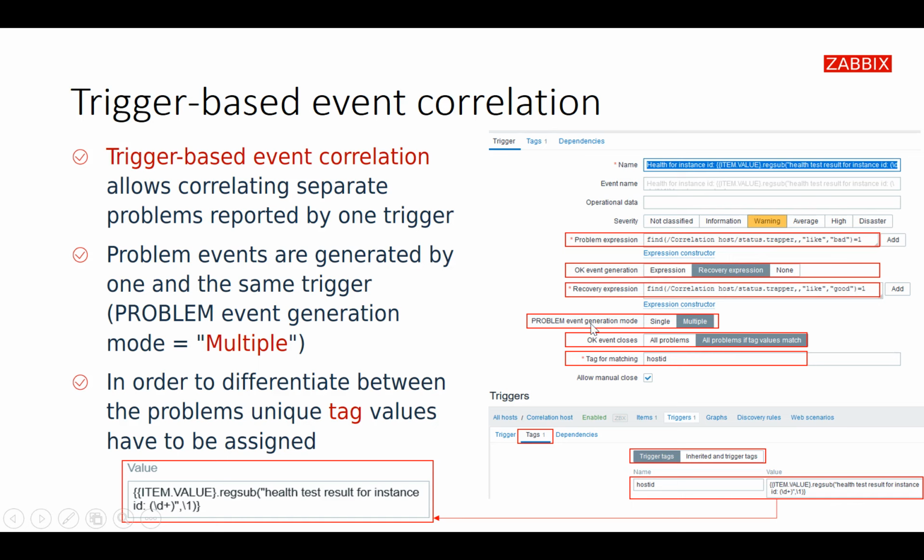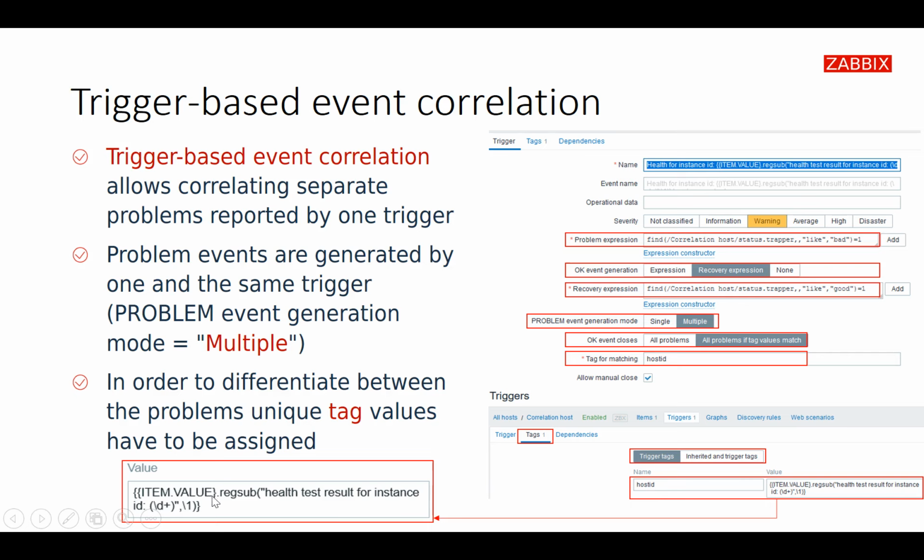In order to do this, we set problem event generation to multiple, so we would react to each such event, and then the OK event closes all problems if tag values match. And here is where tags really gain their significance. We said that we would like the name of the tag to be matched as host ID, and we will match it by the value provided for this tag host ID. Then we transition to the tags tab and define the trigger tags: host ID is the name by which we are distinguishing problem and recovery events.